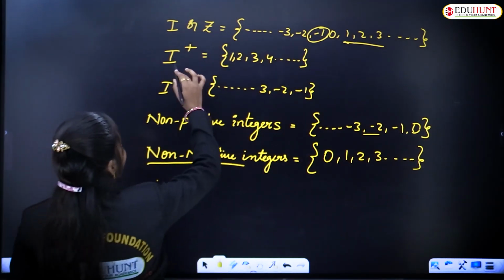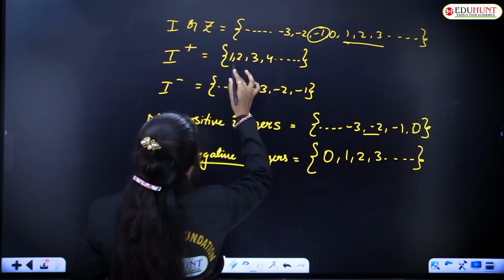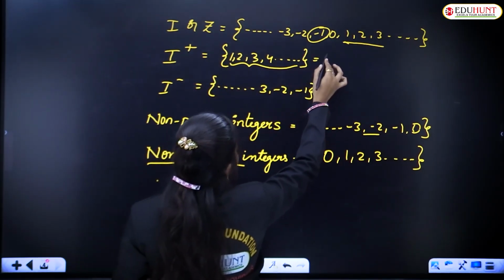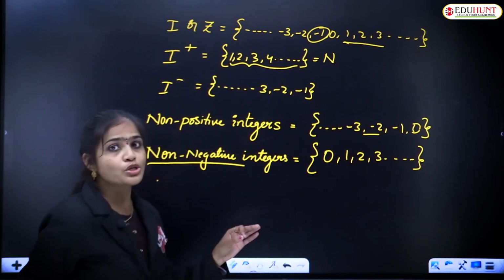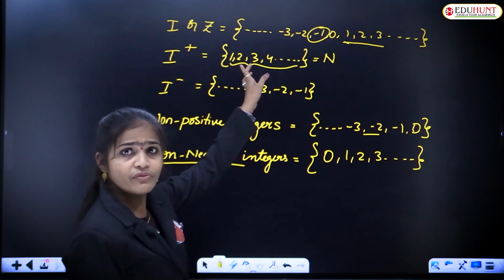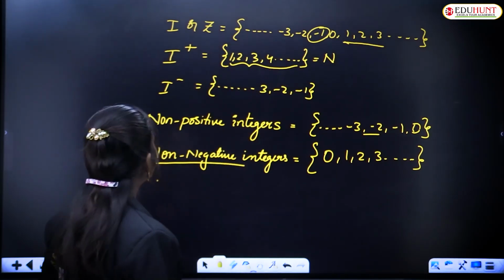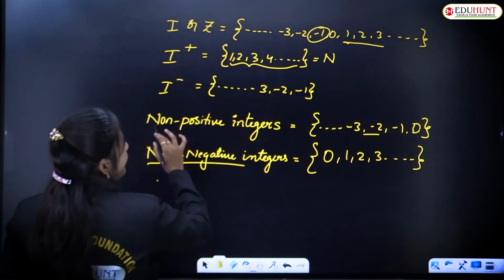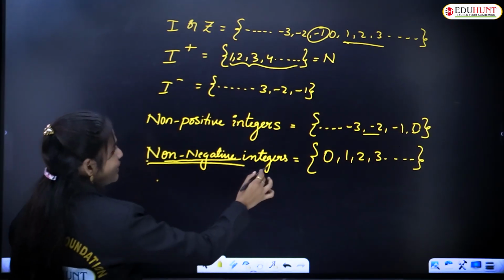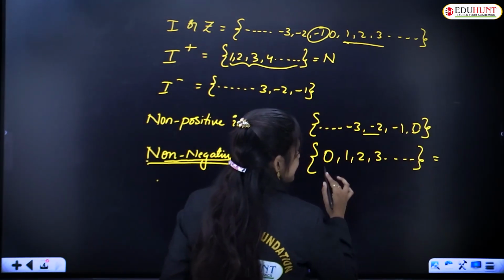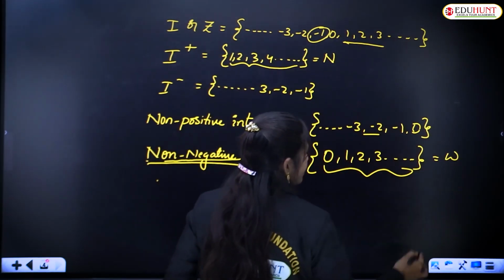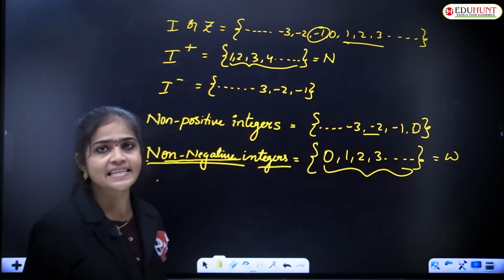I plus, which means the positive integers set, starts from 1 onwards. This set is also known as the natural number set, which also starts from 1 onwards. Negative integers are the same. Non-positive integers do not have any other name. Non-negative integers: this is natural numbers including 0, which is nothing but the whole number set.